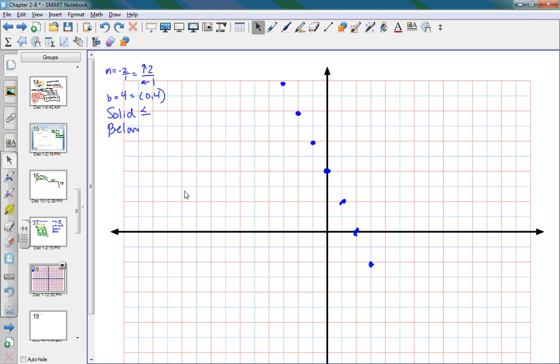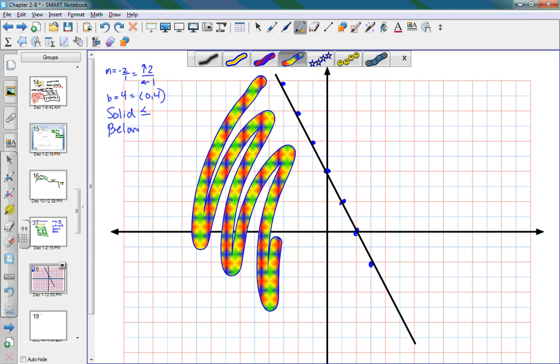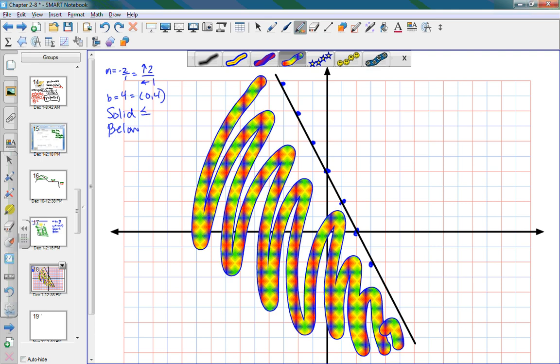Is it solid or dotted, folks? Solid. It's a solid line. And do I shade above it or below it? Below. I'm going to shade below it. Pretty color. And there's my inequality. Do we understand that? That's how you do problems 1 through 6. Are we good?